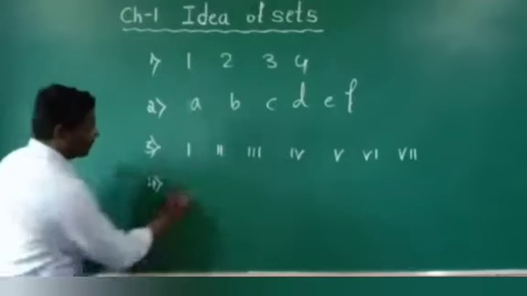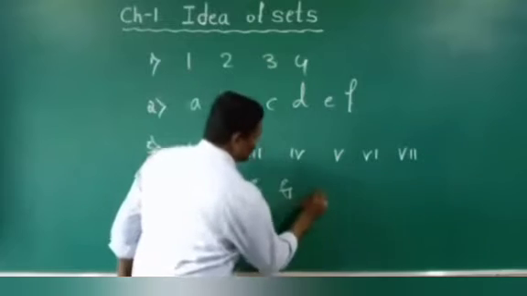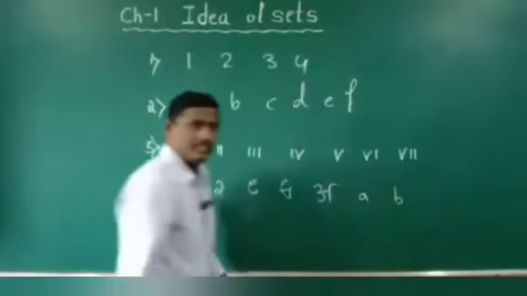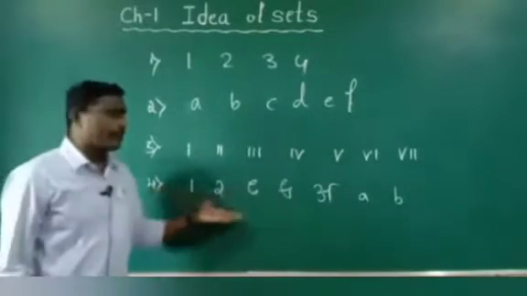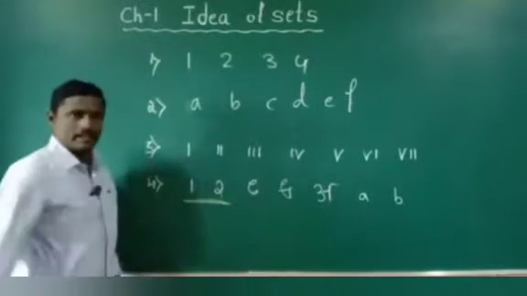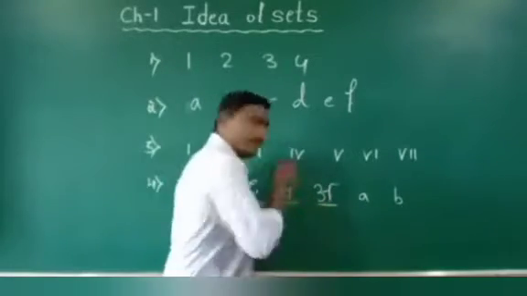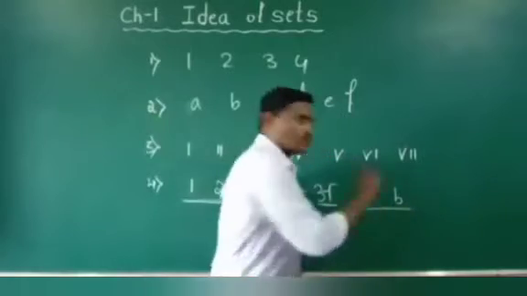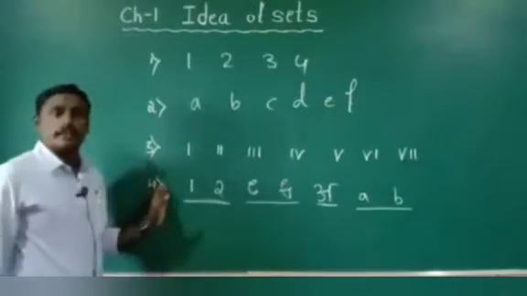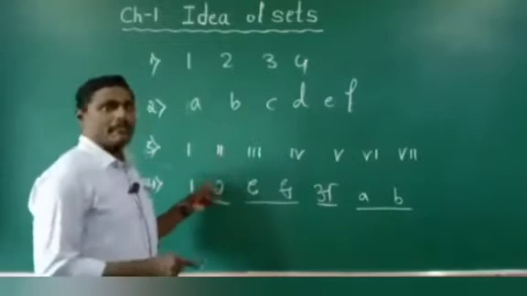Fourth one: 1, 2, A, B. Can we give any particular name for this kind of set? For example, here you are observing two numbers, and the next two are Kannada Varnamalas. Next one is Hindi and the last two letters belong to English alphabetical letters. So for these kinds of groups, we cannot define one particular statement. Can you give any particular statement here?